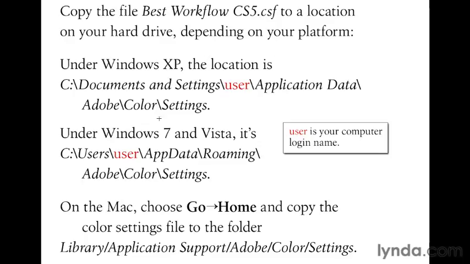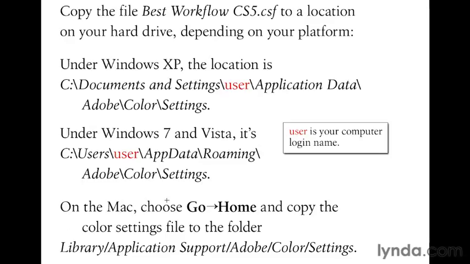Under Windows XP, it's going to be on a C drive inside Documents and Settings inside the User folder. User is your computer login name, of course. Inside the Application Data folder spelled out under XP. Then you go into Adobe, then into Color, then into Settings. Under Windows 7 and Vista, it's C, then the Users folder, then User, probably your name. App Data, instead of Application Data spelled out, Roaming, Adobe, Color, and Settings. All right, so just bear that in mind, you Windows people. I'm going to show you a better way in just a moment.